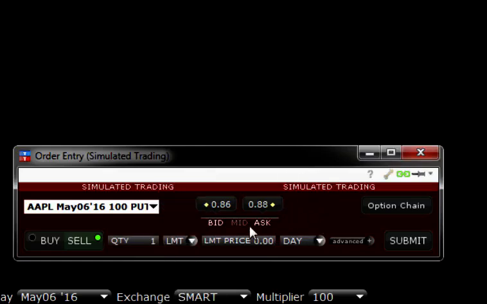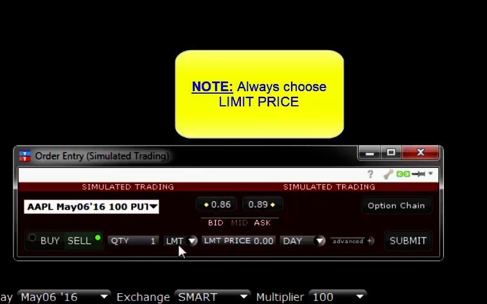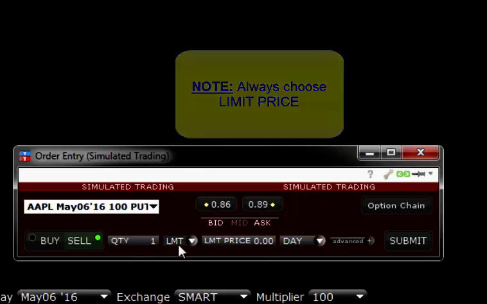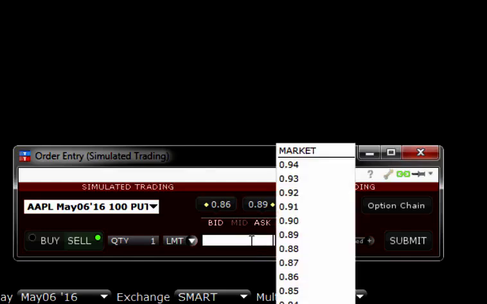So that's okay. Now we're going to choose limit price. And when you're option trading, you should always choose the limit price because you're dictating to the market how much you're prepared to pay or to receive for the particular option trade. So we can see the bid and the ask is somewhere between 86 and 89. So we'll haggle with the market and choose 87.